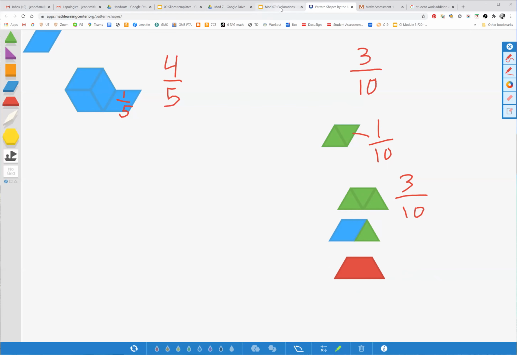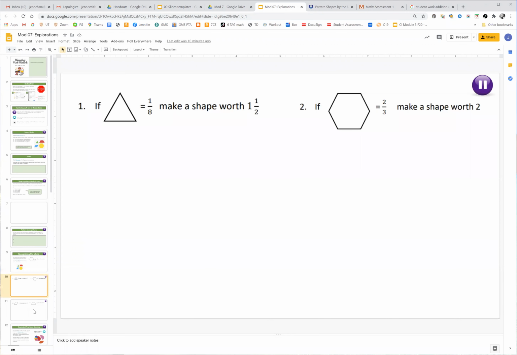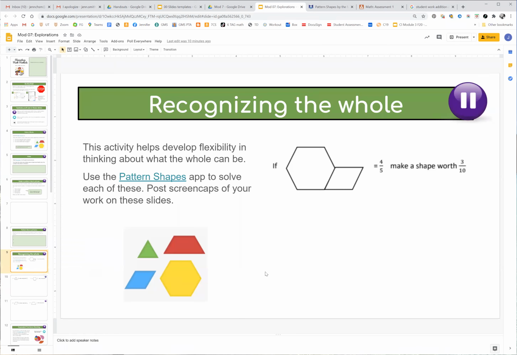So in the next 2 slides, you're going to use that app to solve a few problems like this. My advice would be to think about that partitioning and iterating. You might be thinking about finding the whole, or you might be thinking about finding some other way of partitioning your whole using the parts that you have. These can be a lot of fun when you get into them. So I hope you enjoy this activity.